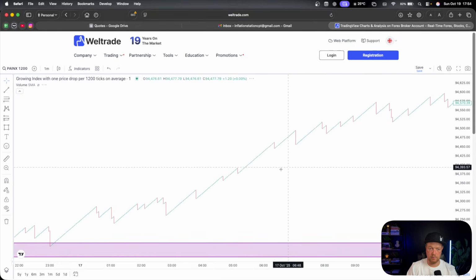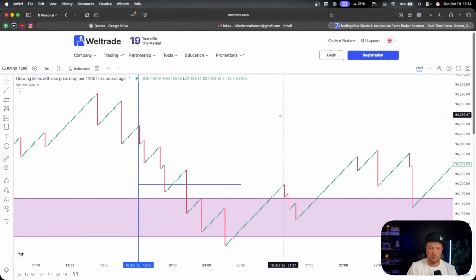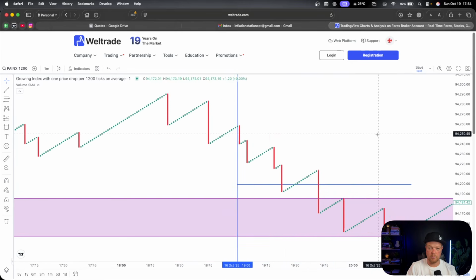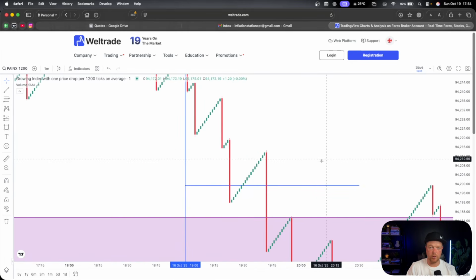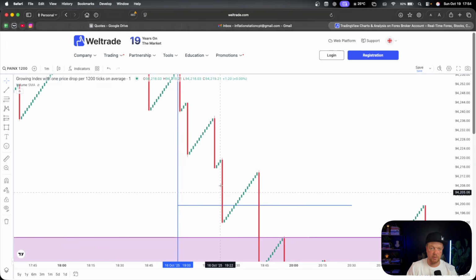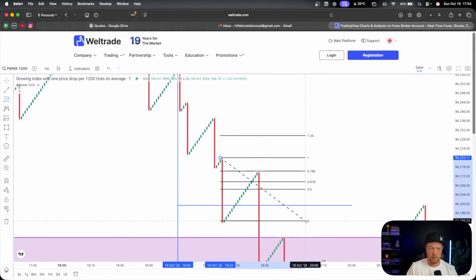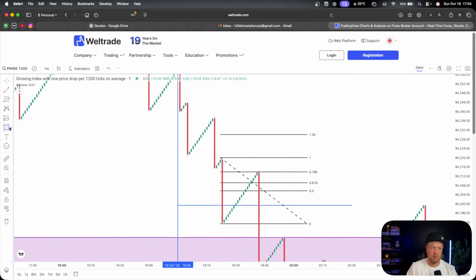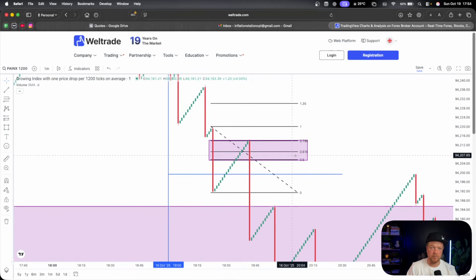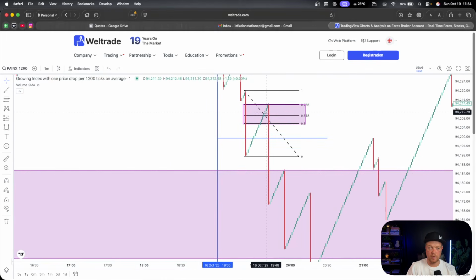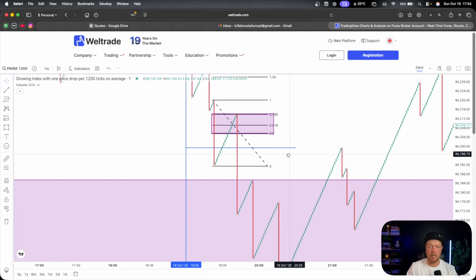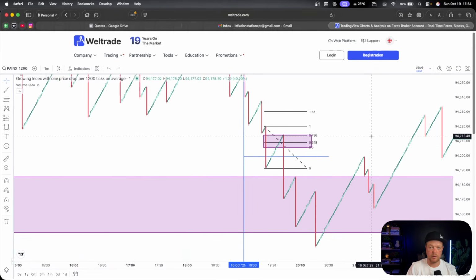There we go. On the 1 minute, which candle broke this low? It was this one right over here. So you mark out the high and the low. As you can see, price entered our 0.5 level. We got one spike, two spikes, and you are out of the trade.